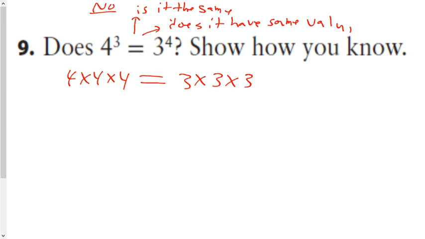However, it might have the same value. Let's check. 4 times 4 is 16, times 4 is 64, and 3 times 3 is 9, another 9 is 81. And since 64 does not equal 81, the answer is false, or no, it's not.